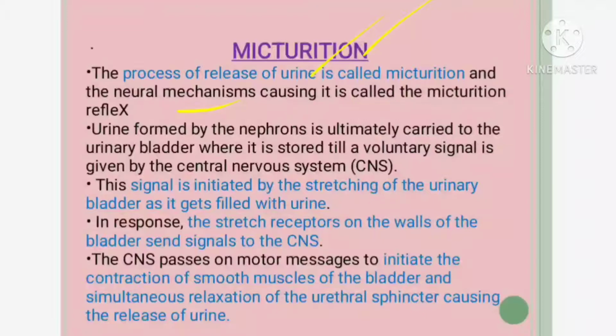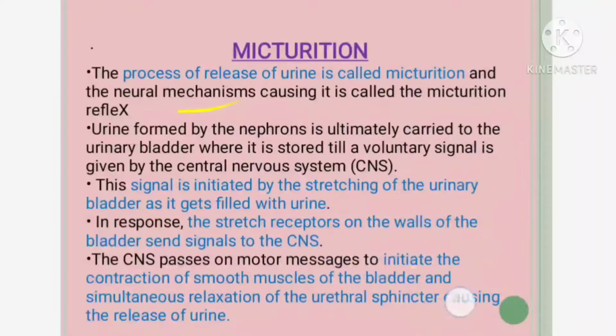Okay. So, the urine formed by the nephron, where is urine produced? In the nephrons. After production, it goes to the collecting duct, from there to the ureter, then to the urinary bladder. In the urinary bladder it is stored, okay. Till a voluntary signal is given by the central nervous system, it is stored there.